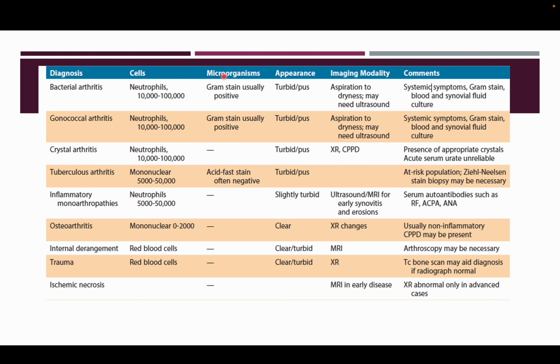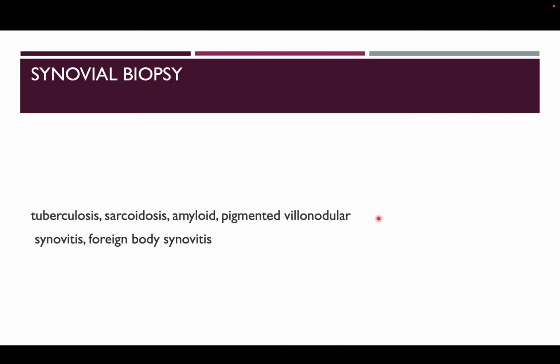Always do a synovial fluid aspirate whenever in doubt. There are needle-shaped crystals in the case of gout. As I mentioned, cells will be more than 50,000 in septic arthritis, and 10,000 to 20,000 in the case of inflammatory arthritis. So these are all important in the case of inflammatory arthritis.